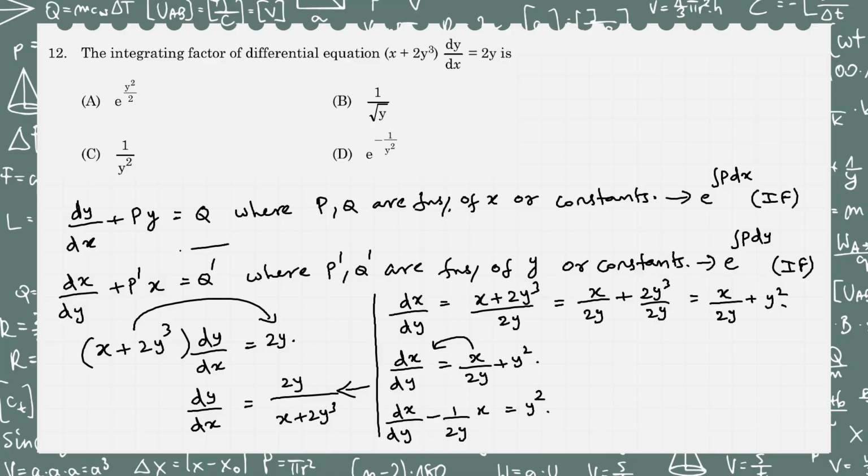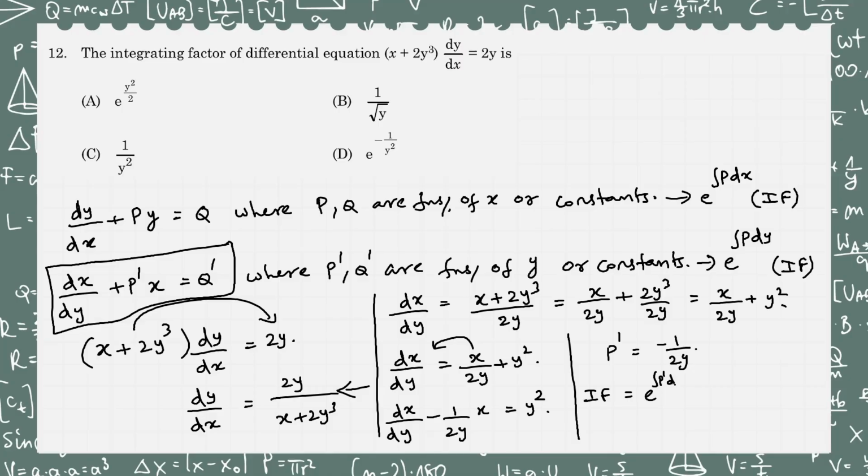So this is of the type dx by dy plus p dash x equals q dash. So in this particular sum, p dash equals minus 1 by 2y. Leaving x, everything else is our p dash, right? So p dash is minus 1 by 2y. So the integrating factor will be e power integral p dash dy. It will be e power integral minus 1 by 2y dy. So this will be e power minus 1 by 2 can be taken out, 1 by y dy. And this will be e power minus 1 by 2 log modulus y, or ln modulus y.